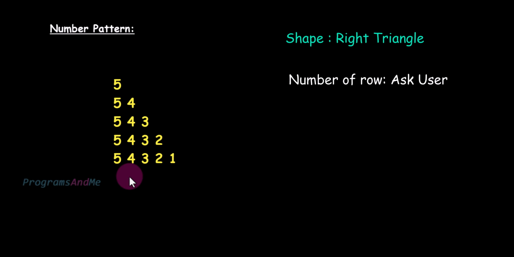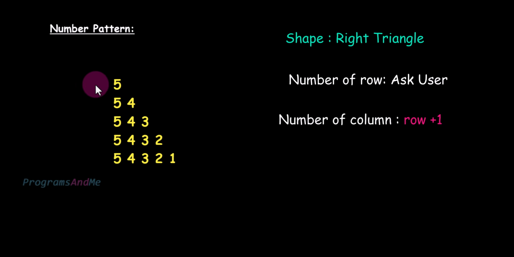And for the number of columns we'll use the formula row plus 1, because when row is 0 we want 1 column, when row is 1 we need 2 columns, when row is 2 we need 3 columns, like that. That's why we'll use the formula row plus 1 to get the number of columns in the output.